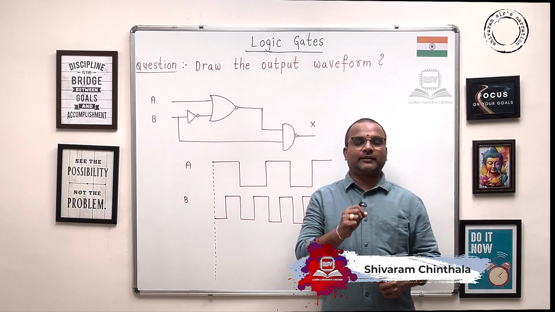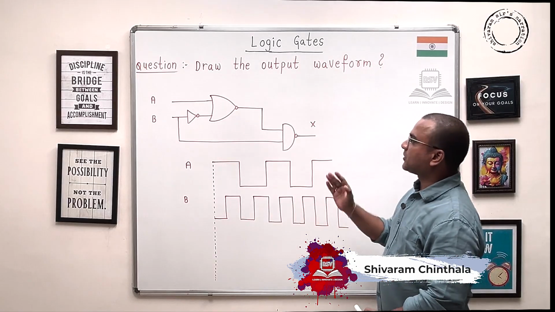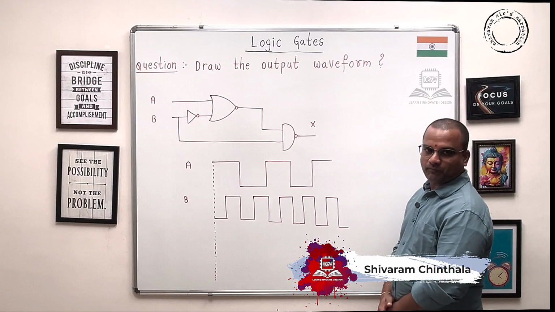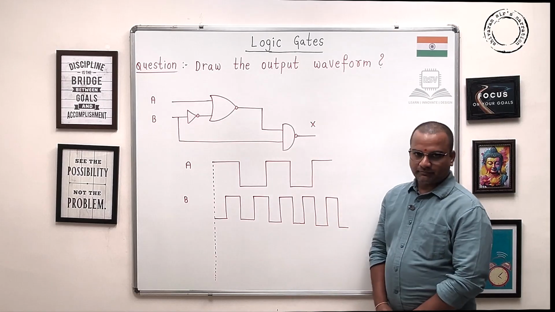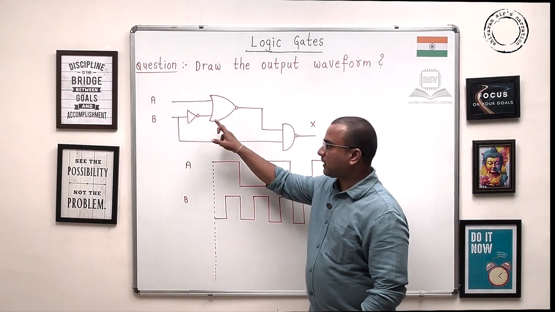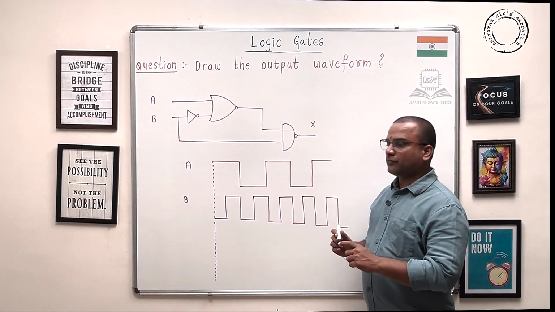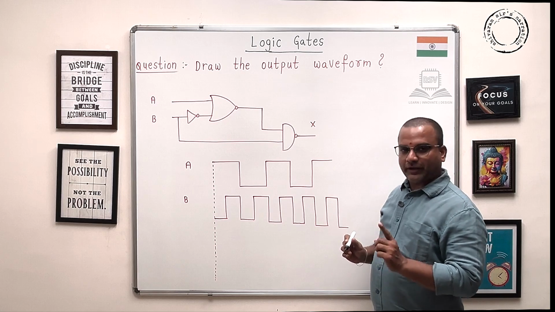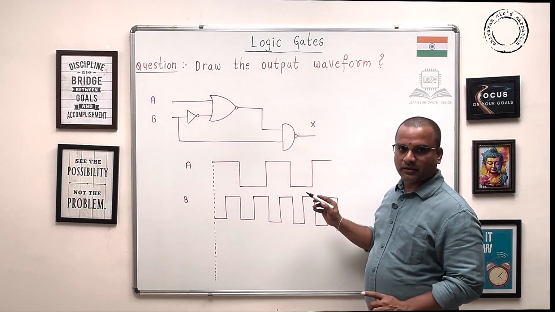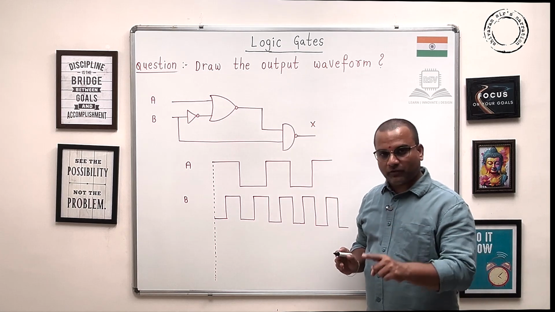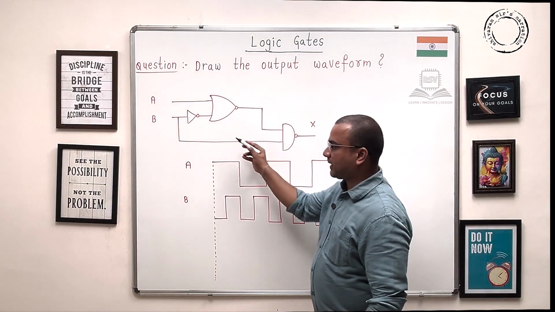Let's have another design challenge. The question: draw the output waveform for this given design. It has a NOR gate, a NOT gate and a NAND gate. So guys, first of all, if you want to find out the waveform for this X, you need to know what the Boolean function of this design is.